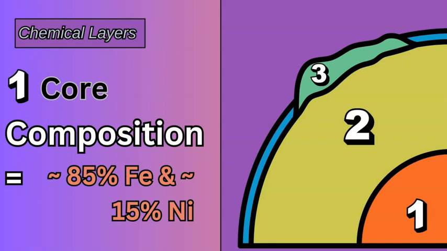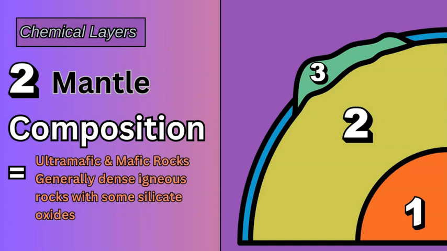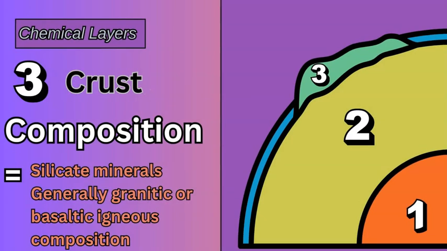The first, which is the core, the inside the Earth. Its composition, its chemistry is mostly 85% iron and about 15% nickel. These are metallic elements. Our next chemical layer is the mantle, number 2. Its composition is generally ultramafic and mafic rocks. The final chemical layer is the very thin crust. Its composition is mostly lighter, less dense silicate minerals forming various basaltic and granitic igneous rocks.